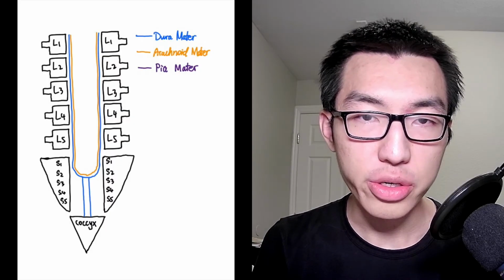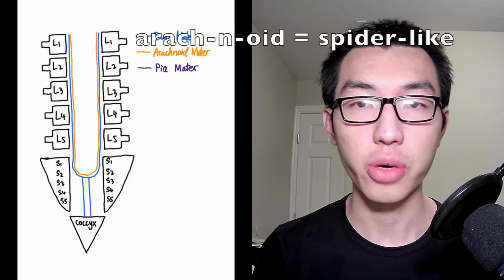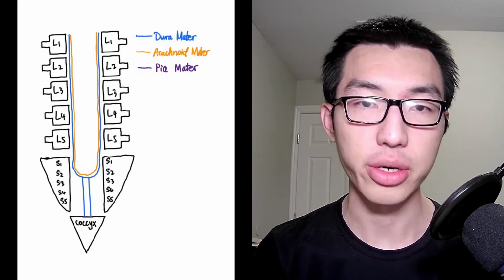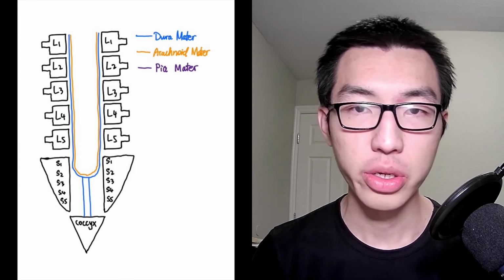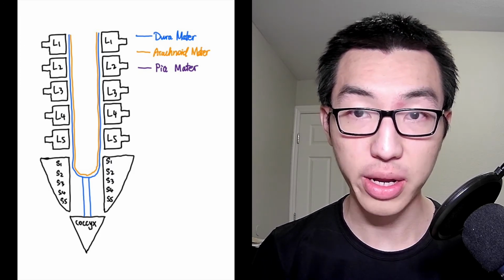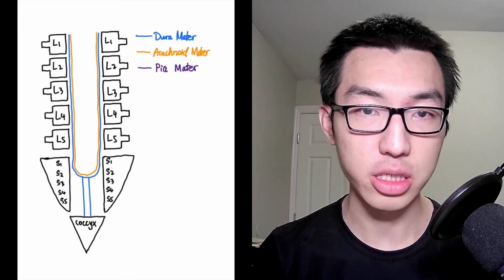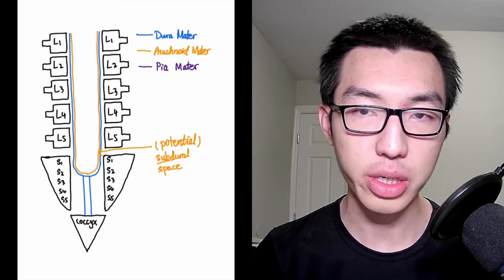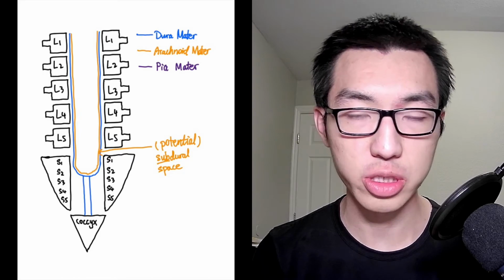The middle layer is called arachnoid mater. Arachnoid means like a spider. The arachnoid mater is a layer that looks like a spider web. It also extends below to S2 level, lines the dura, and ends as a blind sac. There's a potential space between arachnoid mater and dura mater called subdural space.